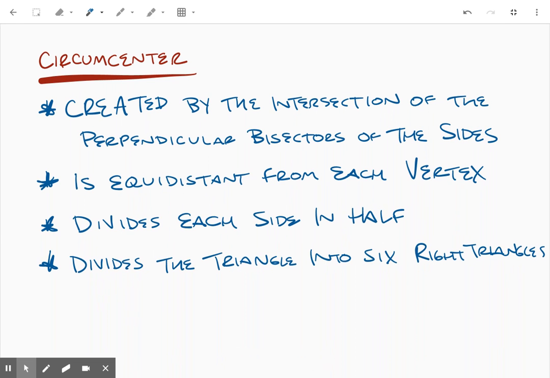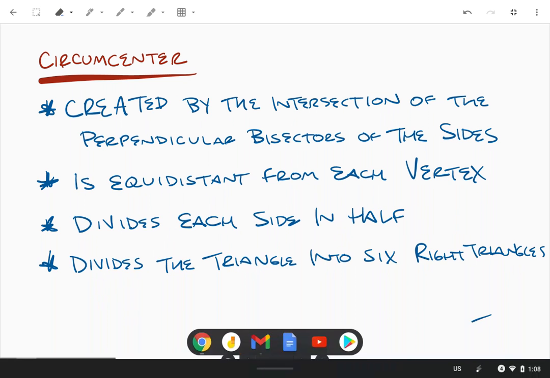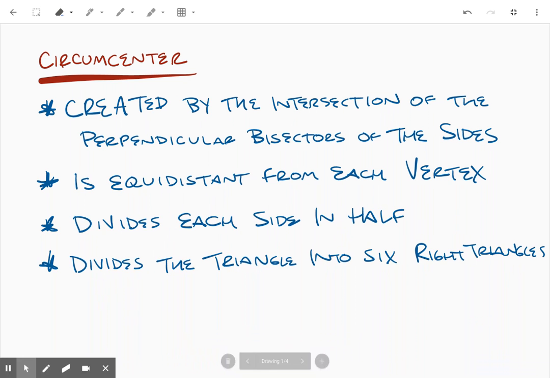So the circumcenter, like I said, is created by the intersection of the perpendicular bisectors of the sides. That's the first point here. The thing we need to know about the circumcenter is that it is equidistant from each vertex. We already know because they're perpendicular bisectors that they are going to divide each side in half. And then also we can see that it divides the triangle into 6 right triangles.